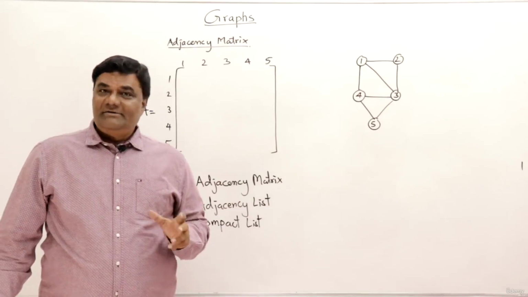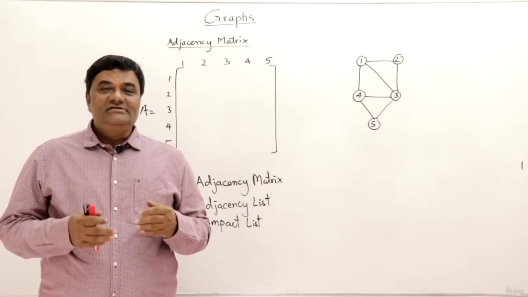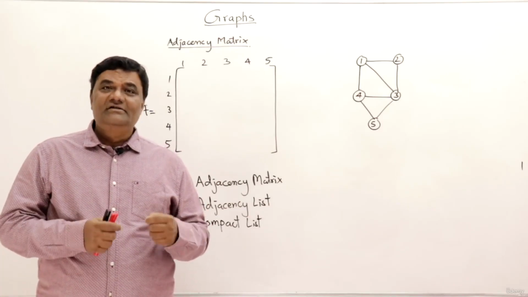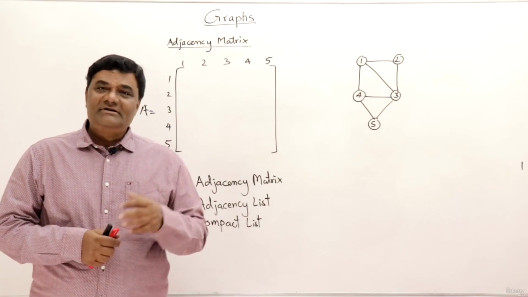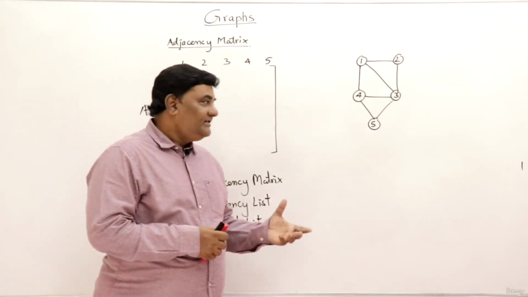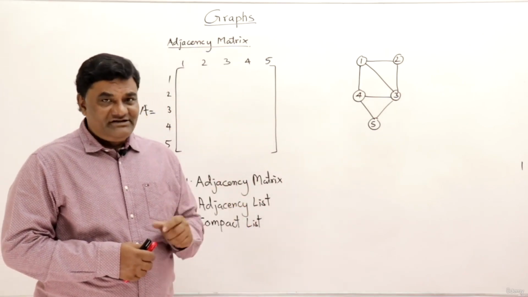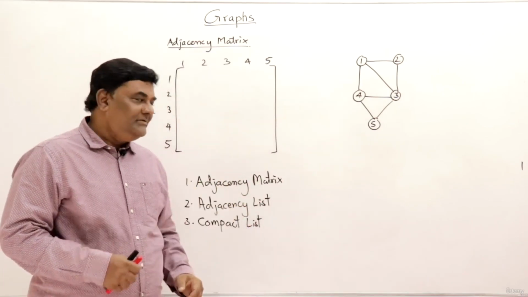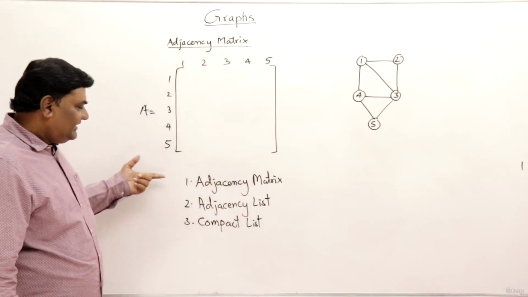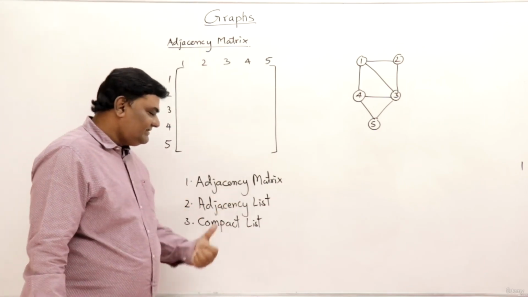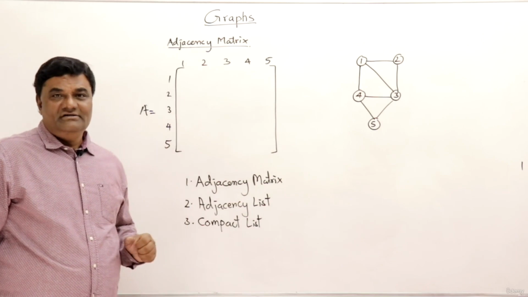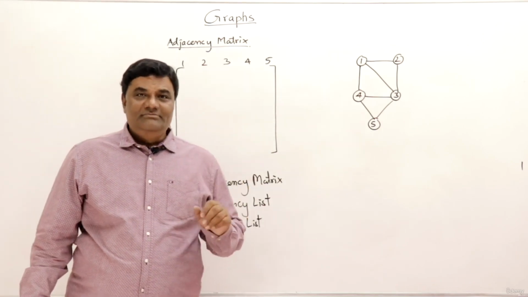In this video, we'll look at the representation of graph, the data structures used for representing graph. For representing a graph, we have to represent two things: the set of vertices and also the set of edges. For representing them, there are more than one methods, that is adjacency matrix, adjacency list and compact list. Let us look at all of them one by one.